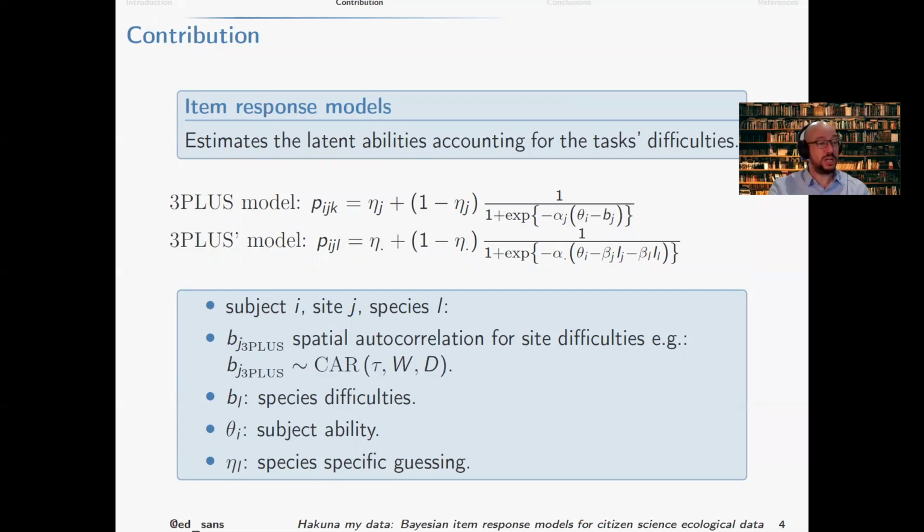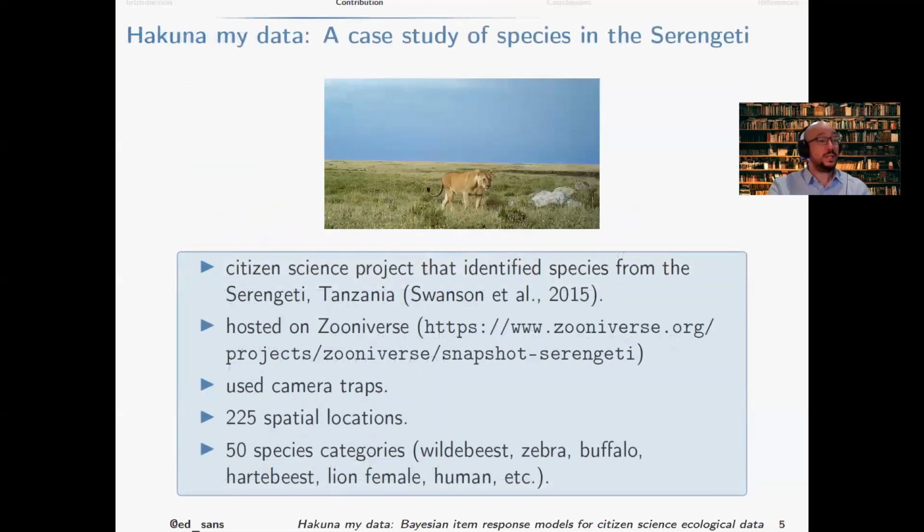It captures spatial autocorrelation by means of a conditional autoregressive prior, and it produces estimates of the subject abilities and the difficulties associated with the sites and the species. It also indicates how much guessing is involved in the process. To assess how well the models perform with empirical data, we try multiple datasets.